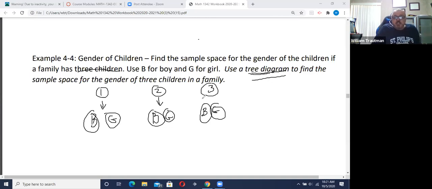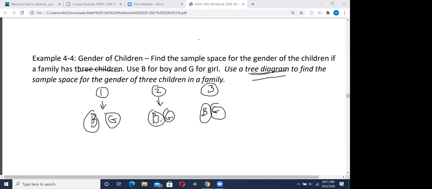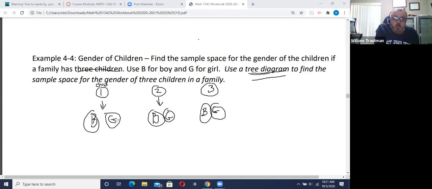So I just wanted to show you the first baby. We could call this the first child. Could be a boy or a girl. The second child could be a boy or a girl. The third child could be a boy or a girl. This is the third child.